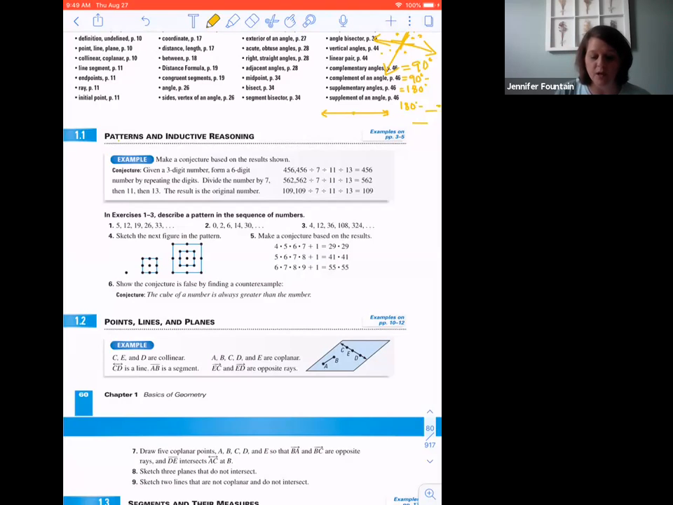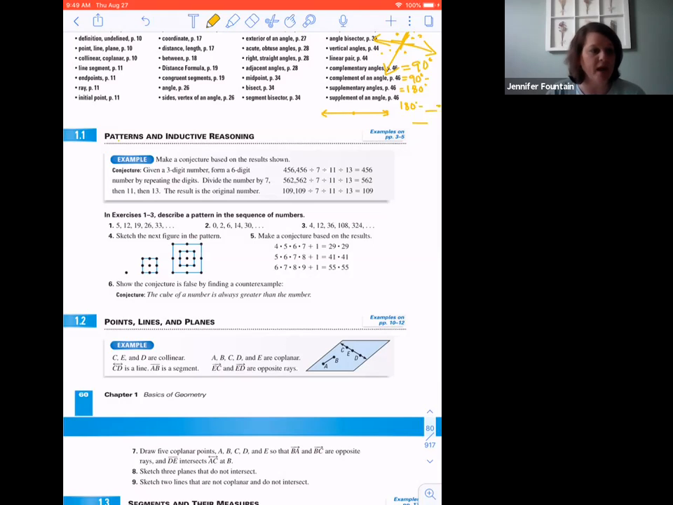Number 3: 4, 12, 36, 108. Again, on this one, to get from 4 to 12, I know that I could either add 8 or I could multiply by 3. I know that getting from 12 to 36, if I add 8, that's not going to be enough, but I can multiply by 3. Again, 36 times 3 is 108. 108 times 3 is 324. So finding those patterns, okay?